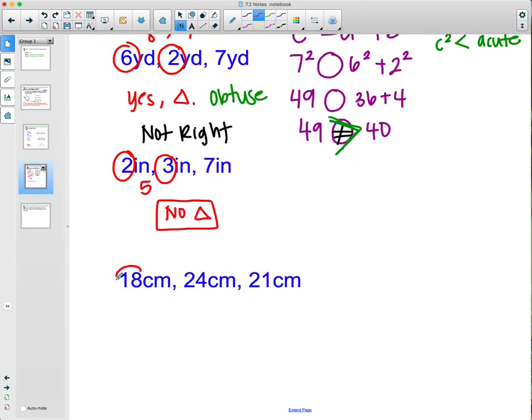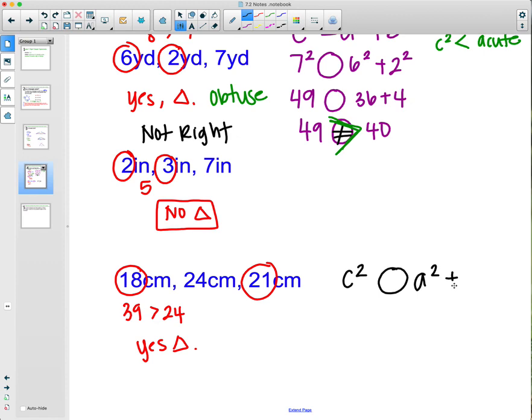Third example, look for the two smaller sides. So in this case, the 18 and the 21. So add those together. And 18 plus 21 is 39. 39 is bigger than 24. So yes, we have a triangle. Then we're going to decide what type of triangle it is by plugging it into the Pythagorean theorem and seeing if c squared is bigger than, equal to, or less than a squared plus b squared. Remember, c is the biggest side, so we'll put in 24 here.